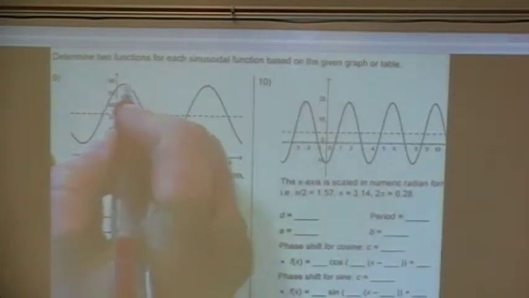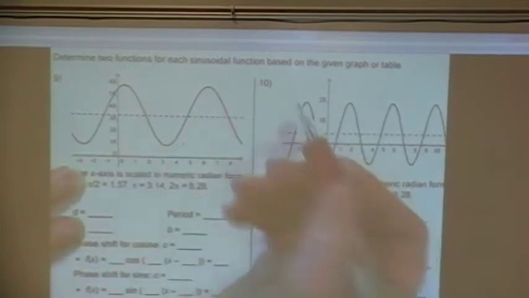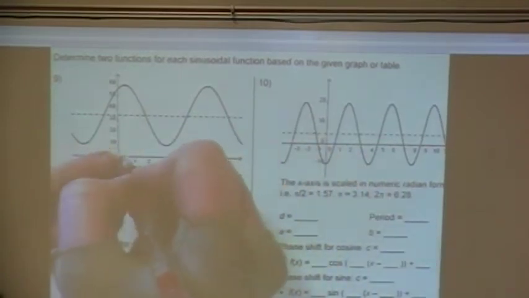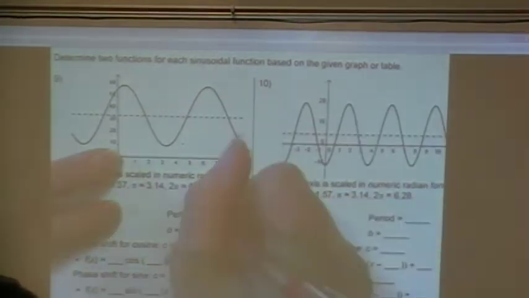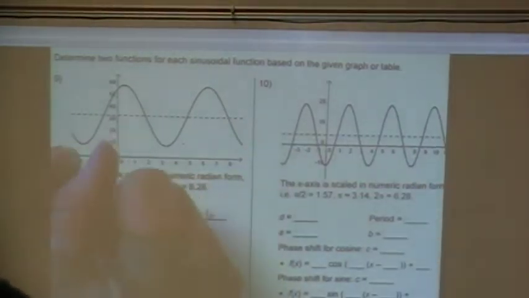So in this case, I'm going to count from here to here. So it goes from a half. These are, by the way, the grid lines are halves. It's going from a half to 6.5. So the period is 6.